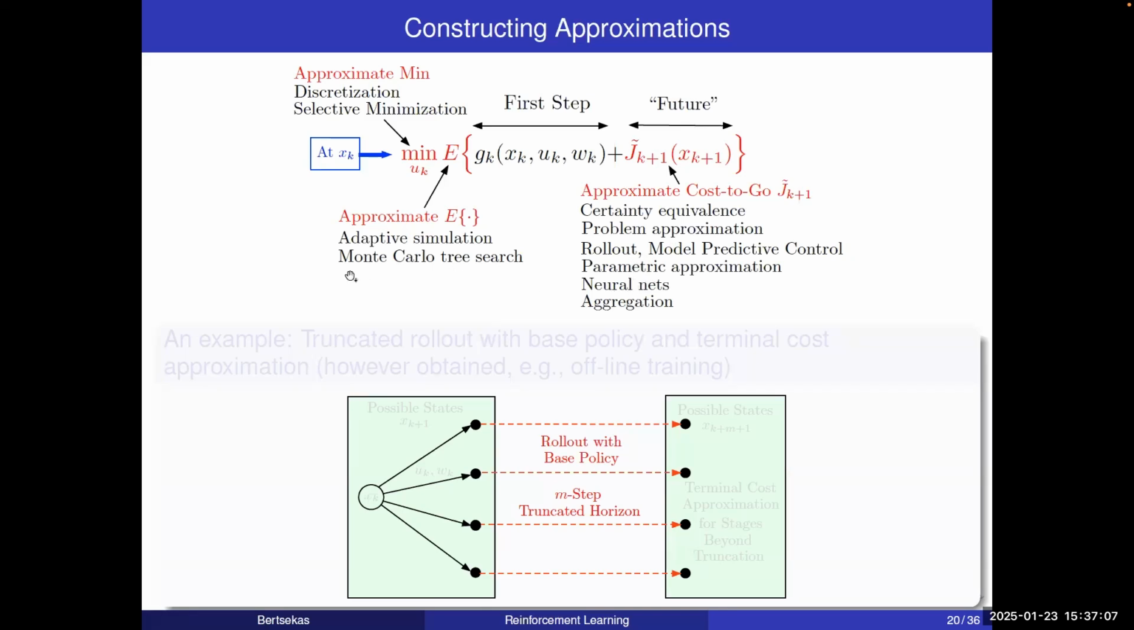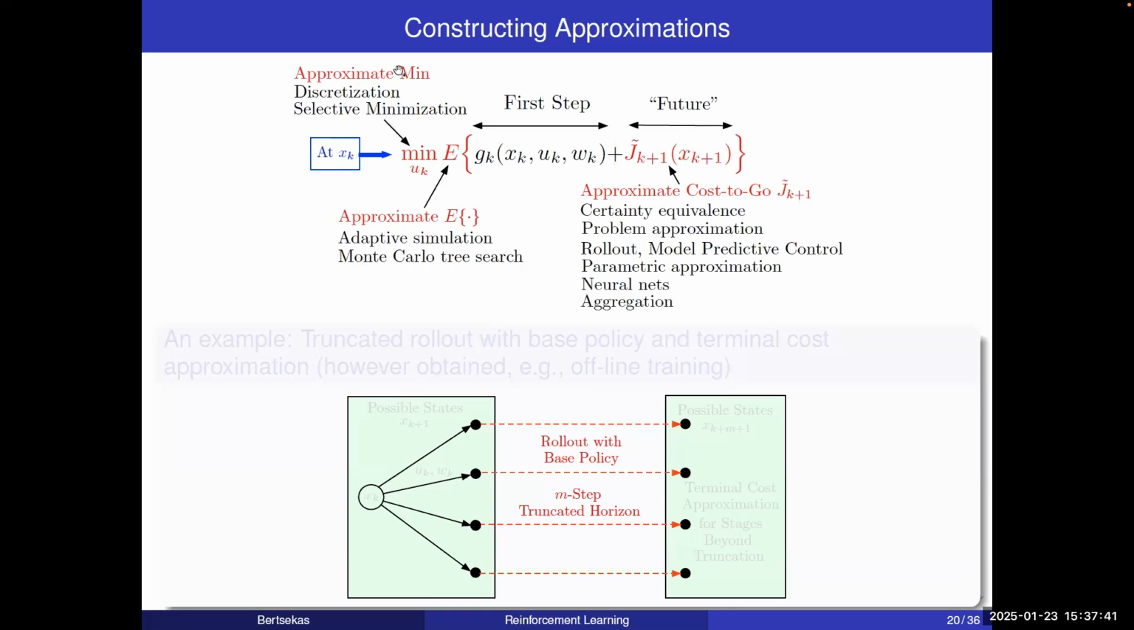There are also methods for computing expected values, particularly by simulation. If you have to compute an expected value by simulation, that's very time consuming. You may simplify this minimization and do your simulation more accurately for the most important controls and less accurately for others that seem not very promising. Monte Carlo research is a method of this type, and it has proved important in a number of contexts.